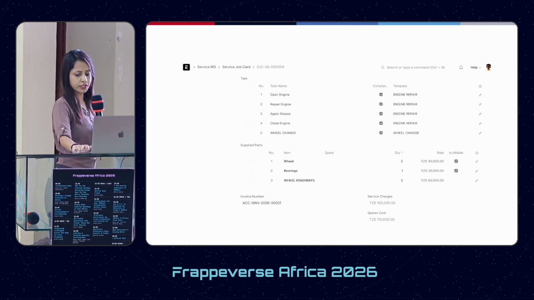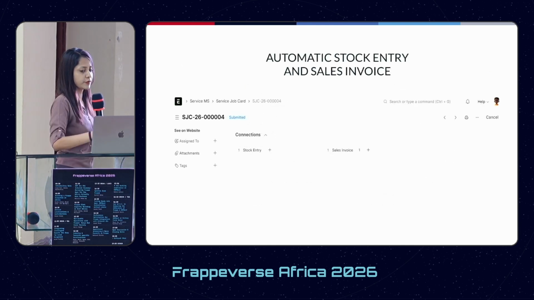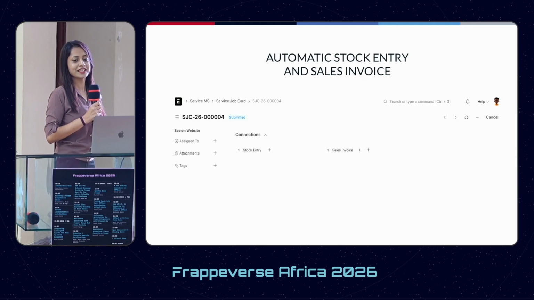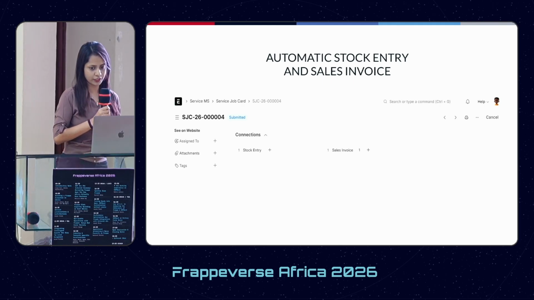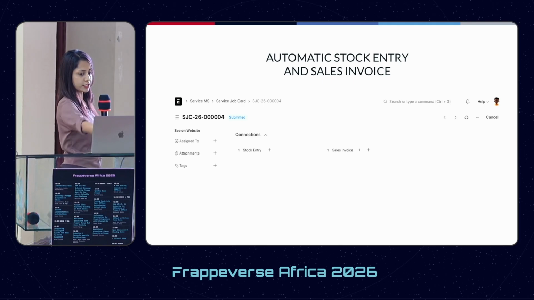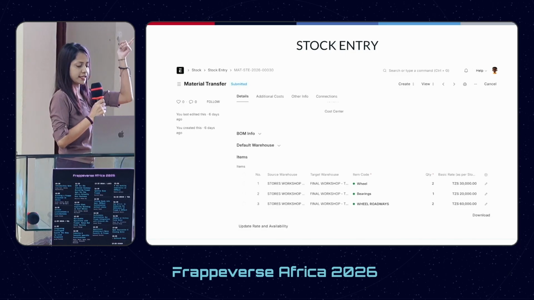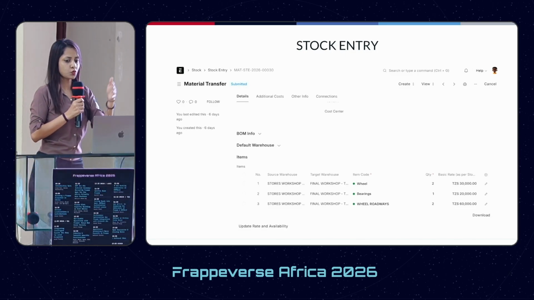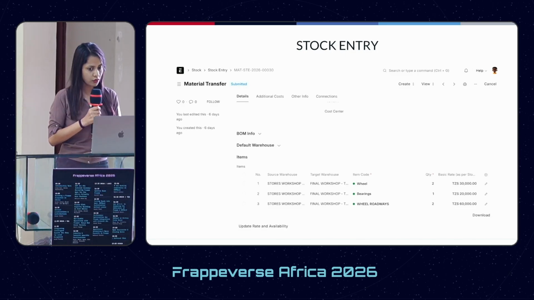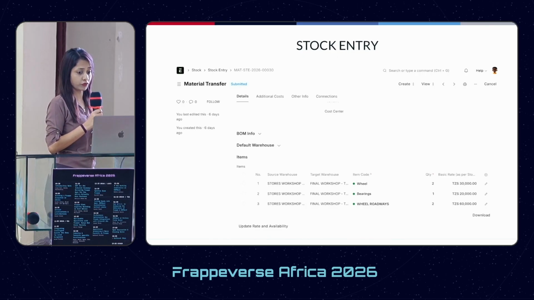So on the submission, the system will automatically create a stock entry and a sales invoice. As you can see, it will appear in the connections of the service job card. The stock entry will look something like this. Based on the warehouse set up in the workshop, it will indicate which item moved from which warehouse to which warehouse. So you can keep track of your spare parts over here.